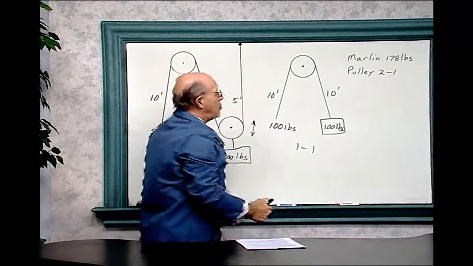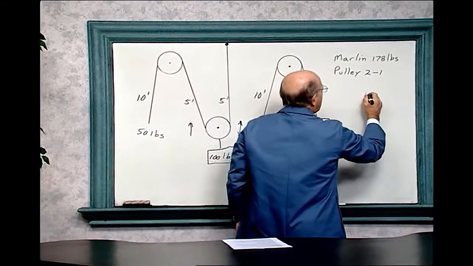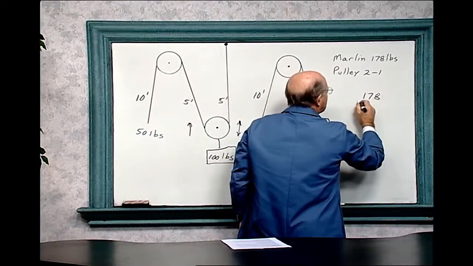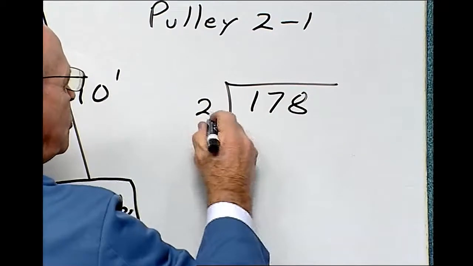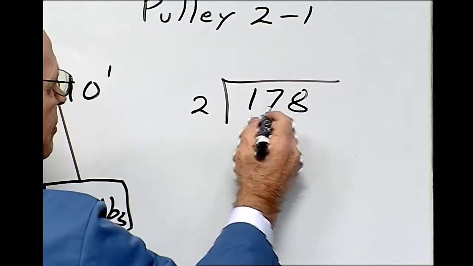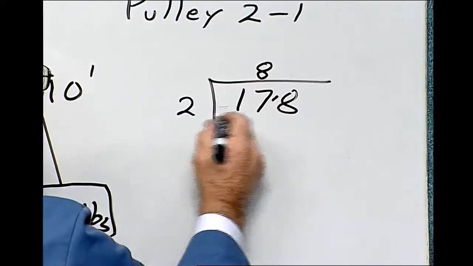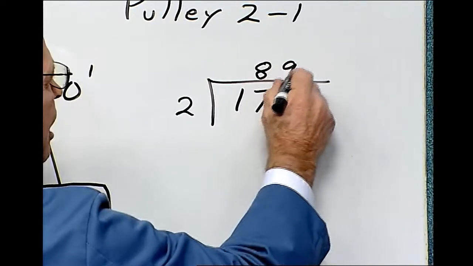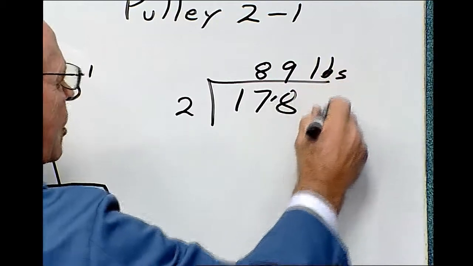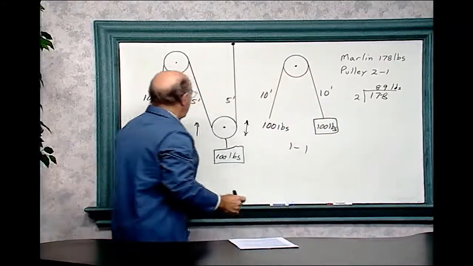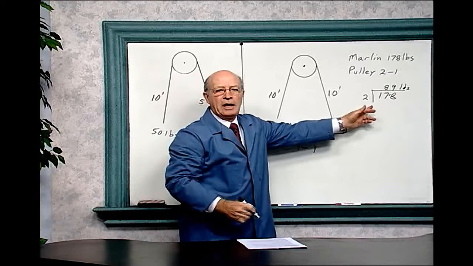So let's do the one with the marlin. So the marlin weighs 178 pounds. And we've got to divide that by 2. 2 goes into 17 8 times. 1 left over. 2 goes into 18, 9. So on a 2-to-1 pulley, you'll be pulling 89 pounds.